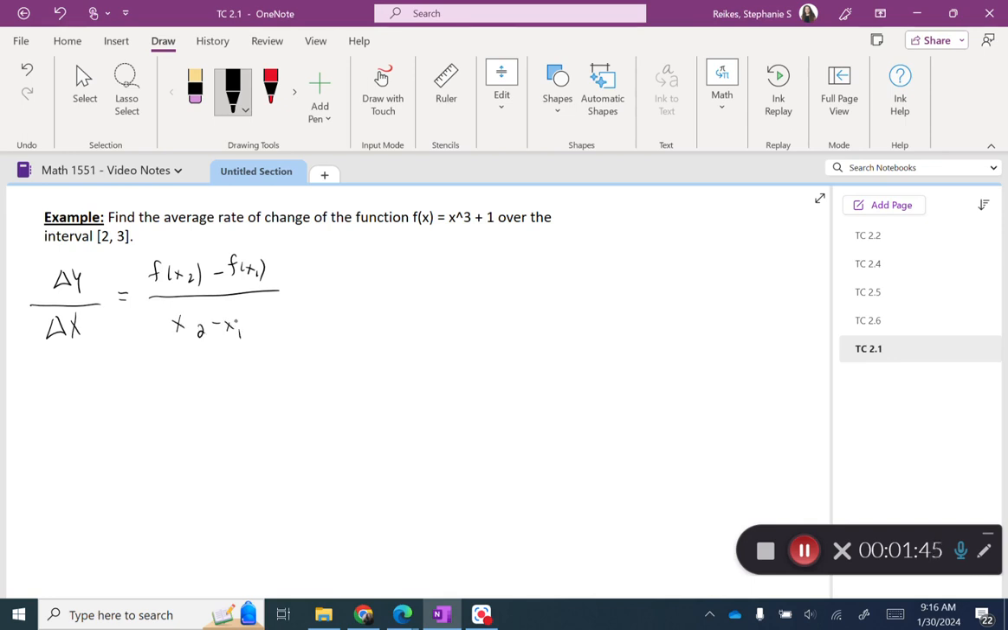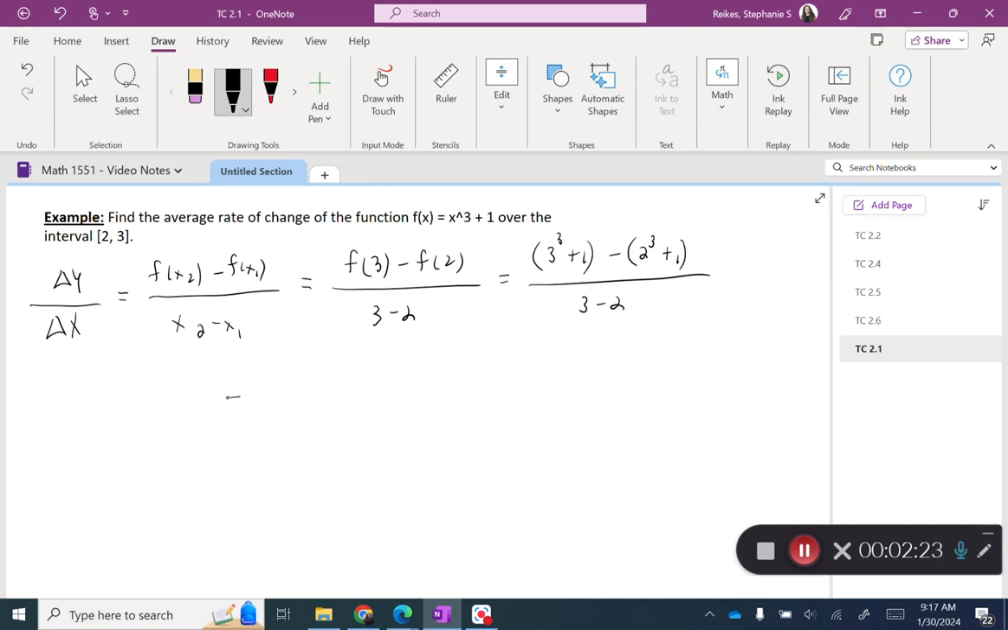Again, we were given the interval from 2 to 3, so all we have to do is plug that in and look for f of 3 minus f of 2 all over 3 minus 2. Again, we were given the function x cubed plus 1, so plugging in our values 3 and 2 into our function in the numerator, we will get 3 cubed plus 1 minus 2 cubed plus 1 all over 3 minus 2.